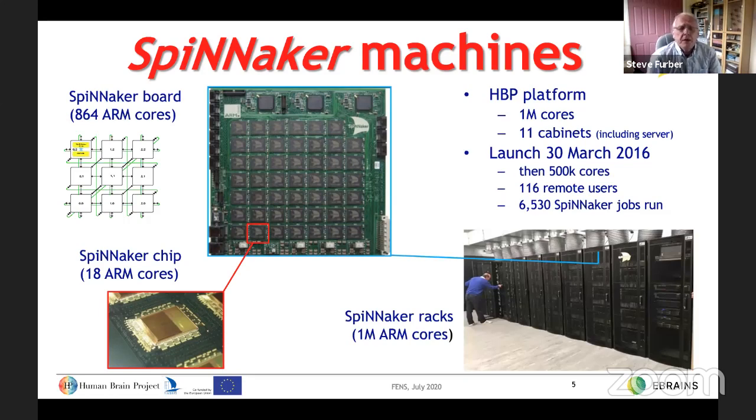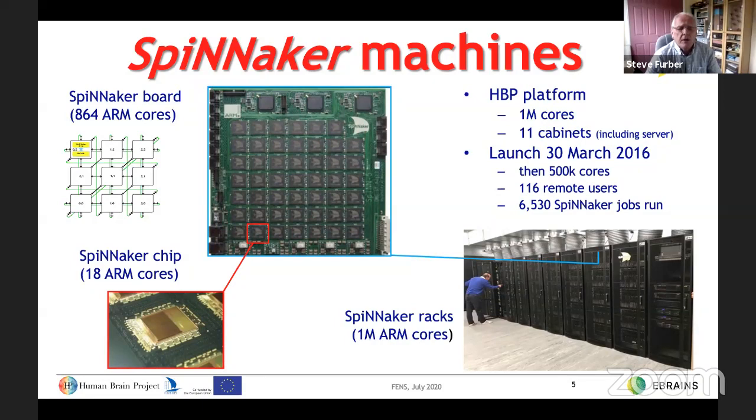And the Human Brain Project service is based on the 1 million core Spinnaker machine at Manchester, which is shown on the right here. In fact, we've been offering a service since March 2016, initially on a 500,000 core machine, and then in November 2018, it was expanded to the full 1 million cores. And this is openly available under the auspices of the HBP, and users run jobs from all over the world.